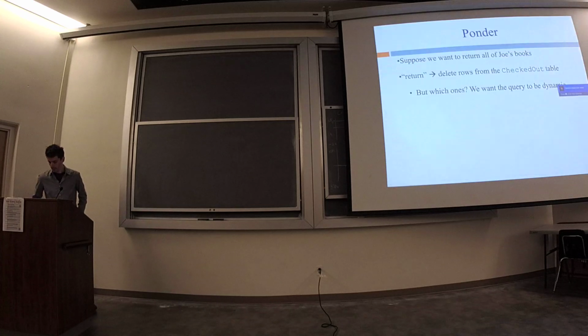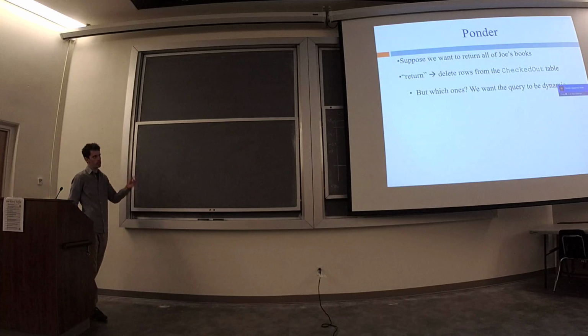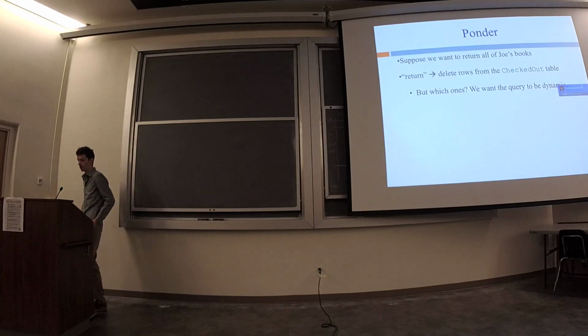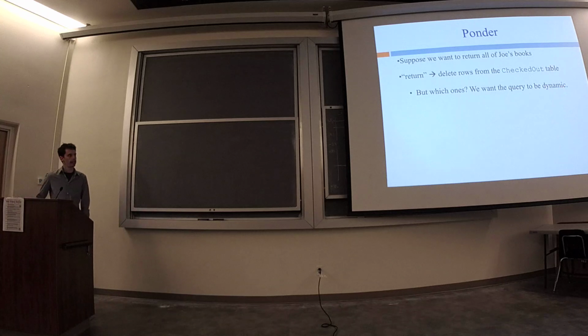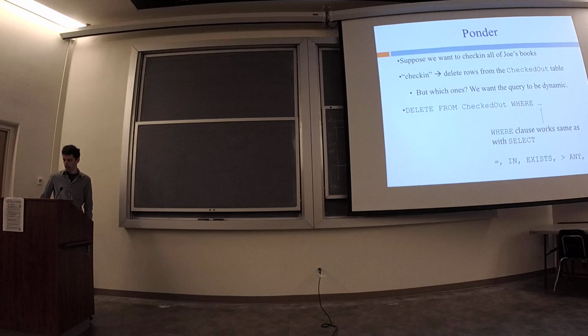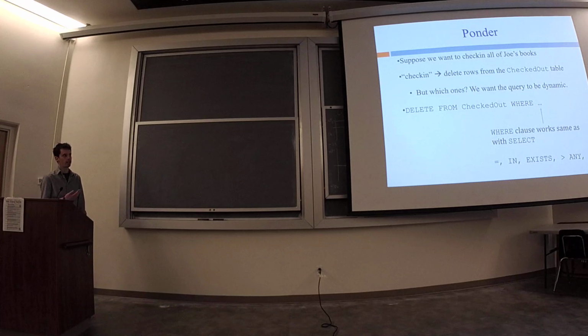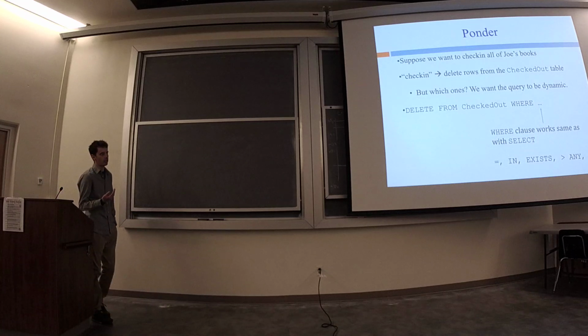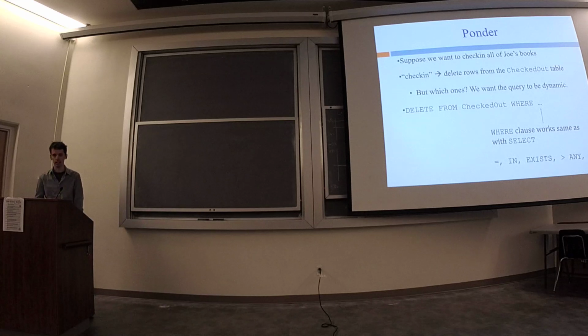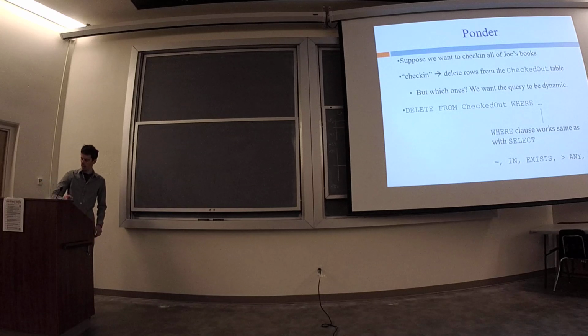So this is just again saying what return means is delete rows from the checked out table. We can't do it by query by instance. So how do we know which ones to delete? And it's easy. You can put where clauses on delete, as we've already seen, but you can use all of the normal operators. You can use nested queries in there. You can use in, exists, greater than any, after that where clause on a delete. And you can even use equals.